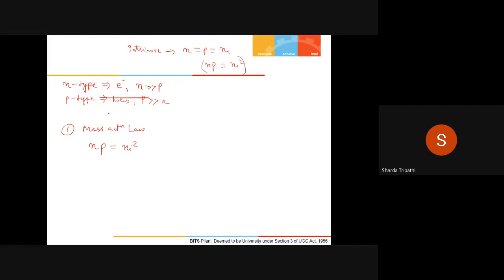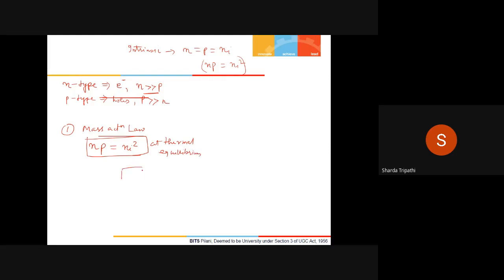But what is the change when you talk about the doped semiconductors? In doped semiconductors, we know that now N will not be equal to P. Either N will be much, much greater than P, or P will be much, much greater than N. But irrespective of the level of doping, at thermal equilibrium, this law will always hold. What do I mean by thermal equilibrium?